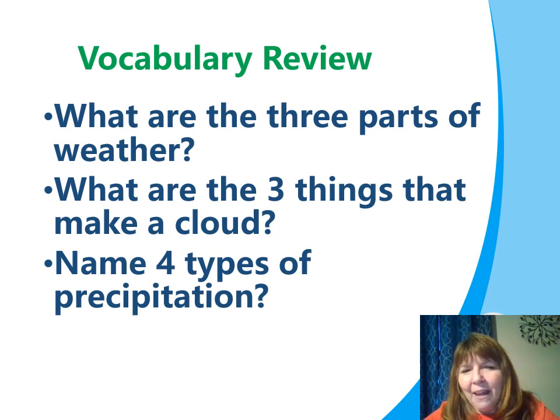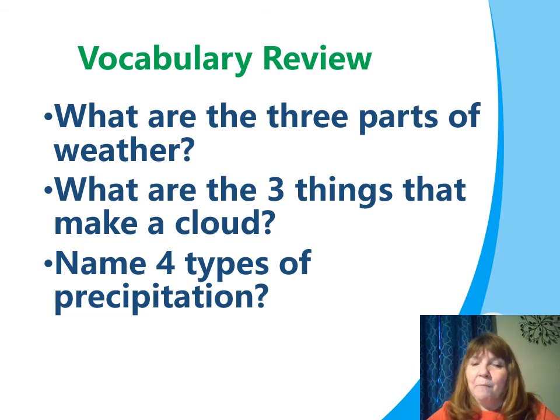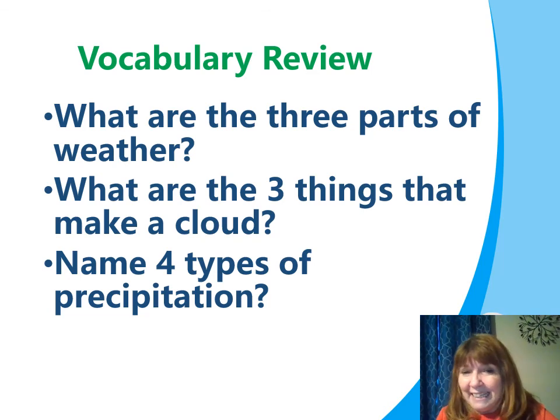Good job. The last one is 4 types of precipitation. You don't have to get them in the same order as me. Think about it. The first 2 were easy, aren't they? Yes, the first 2 were snow and rain, but the last 2 were sleet, little snow pellets, and hail, little ice pellets. You guys did a great job learning about weather today.